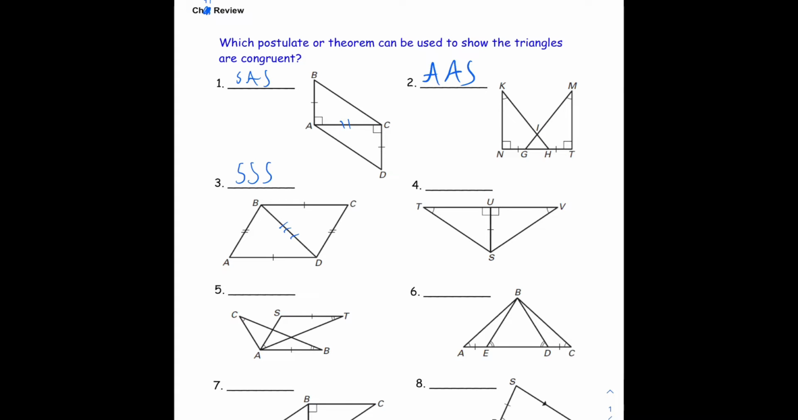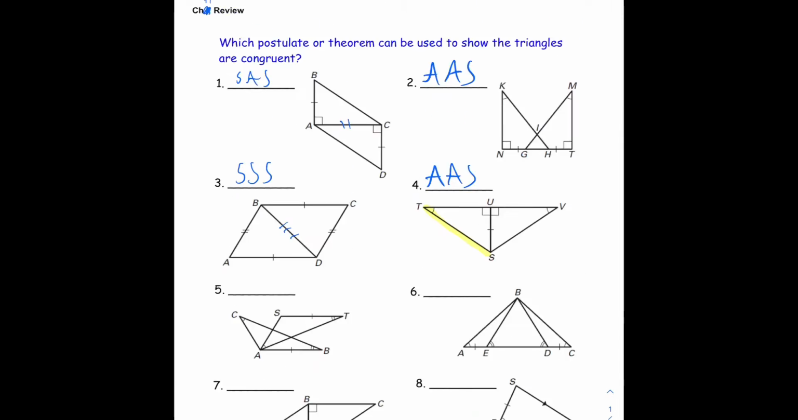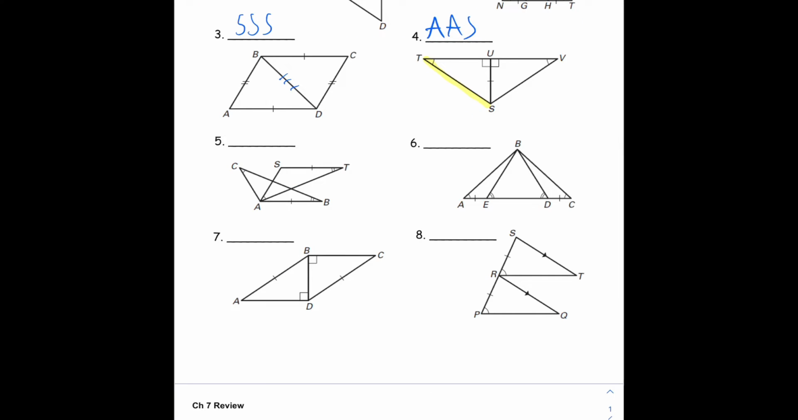This is the example of angle, side. You might want to say hypotenuse leg, but again, in this case, we actually don't know the hypotenuse. The hypotenuse is across from 90, and we don't know anything about that. We do know angle, side, though. This looks like angle, side as well.